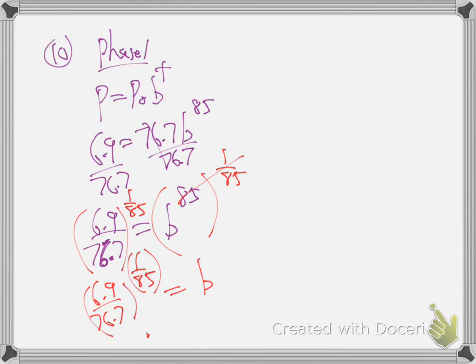And I'm getting 0.97206. How far should you go? I don't know, that's probably far enough. That's 5 decimal places, that's plenty. 5 or 6, whatever. Good so far. So we got B.